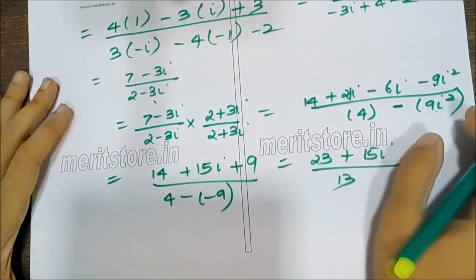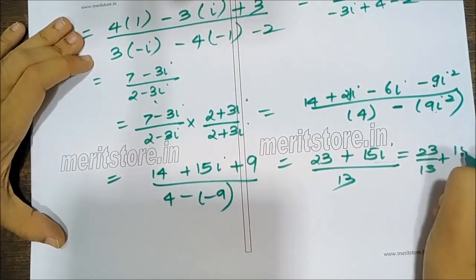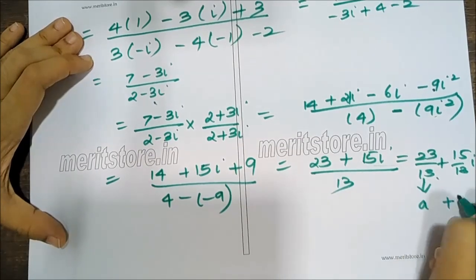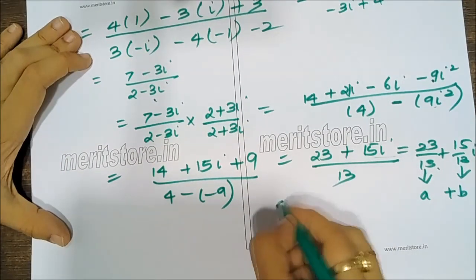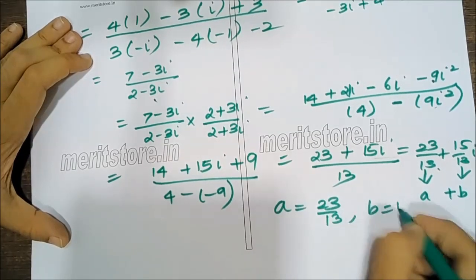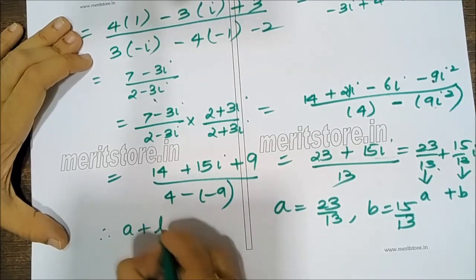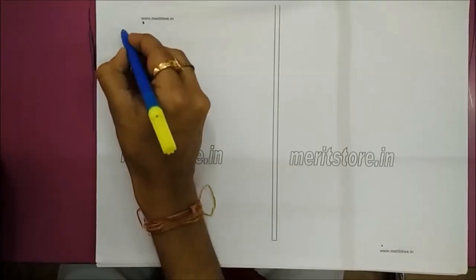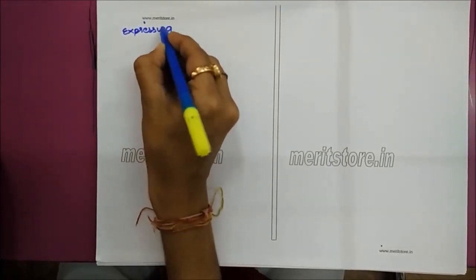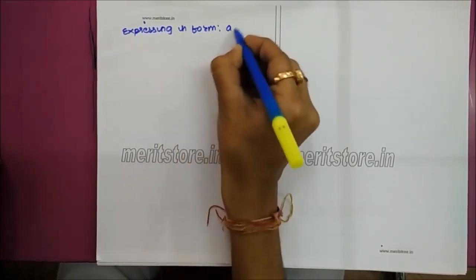Splitting both of them to get the real part and the imaginary part, you will get it in the form of a plus bi. So a is 23 upon 13 and b is 15 upon 13, to get in the form of a plus bi.